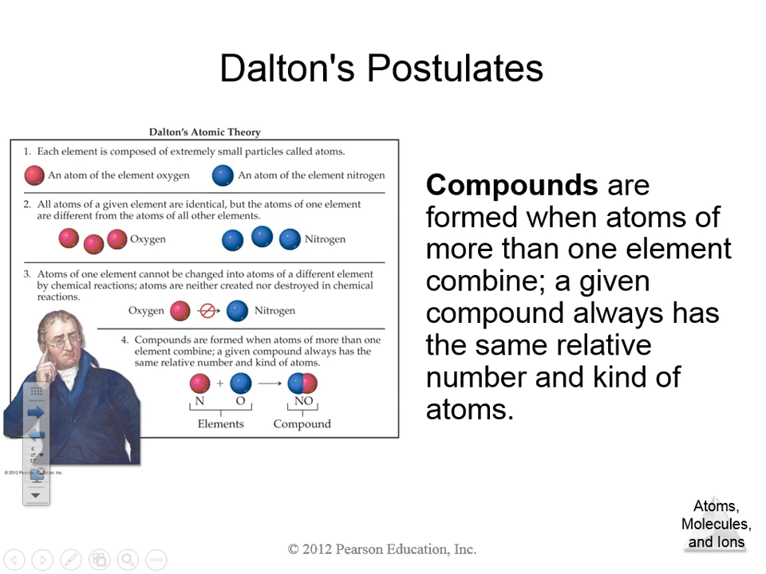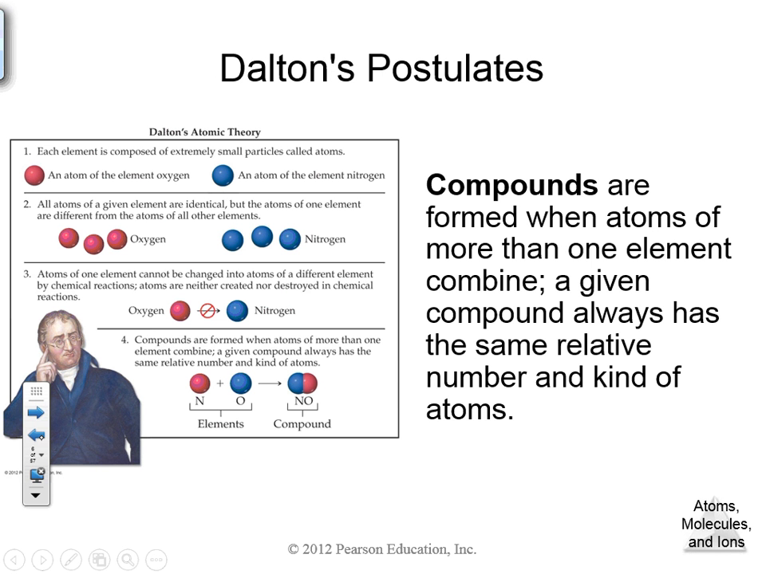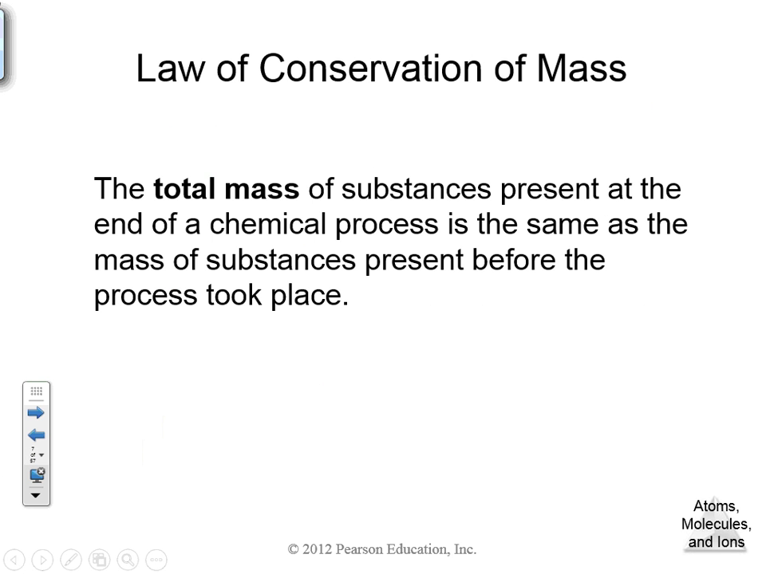Next up, compounds are formed when atoms of more than one element combine. So a chemical reaction happens. Basically, right here, A plus B is going to give us AB. A could represent an atom of anything, B could represent an atom of anything, and they're going to combine to form a compound.